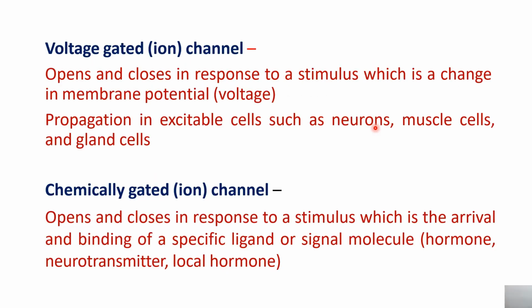Now we have the voltage gated ion channel. It opens and closes in response to a stimulus, which is a change in membrane potential, like voltage, like propagation in excitable cells such as neurons, muscle cells, and gland cells. Then we have the chemically gated ion channel, which opens and closes in response to a stimulus, which is the arrival and binding of a specific ligand or signal molecule like hormone, neurotransmitter, local hormone, etc.